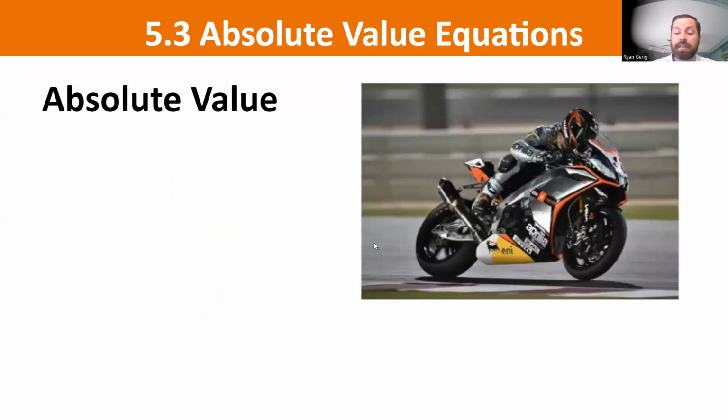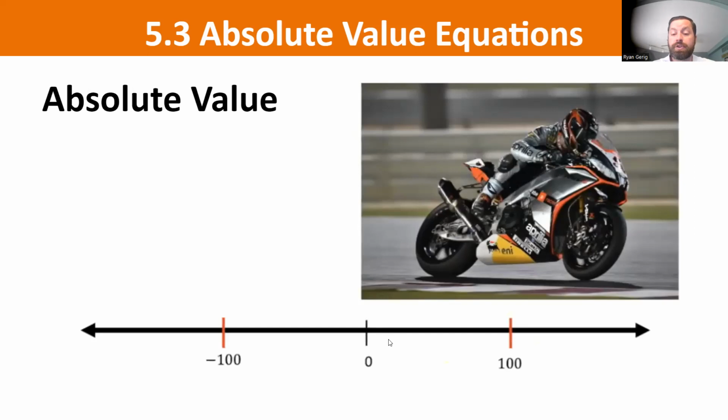He's 100 feet away as he's approaching the finish line. And he's also 100 feet away as he's past the finish line. So we have two answers to this: the time that he's approaching and the time that he's past the finish line. So this one would have two solutions. Okay. Absolute value doesn't care about signs. It cares about number of units. It's a distance away from zero.